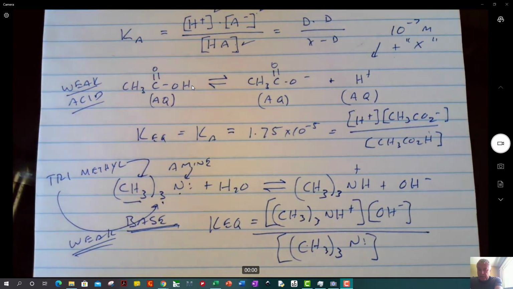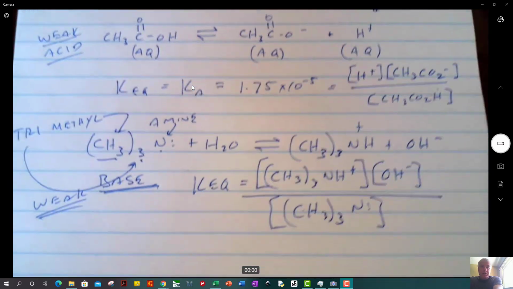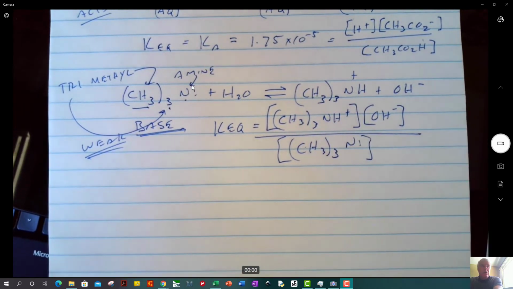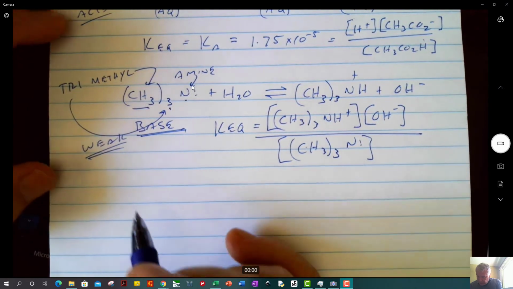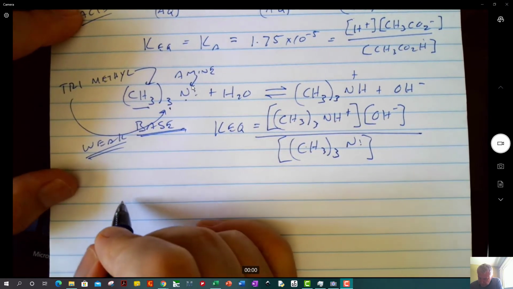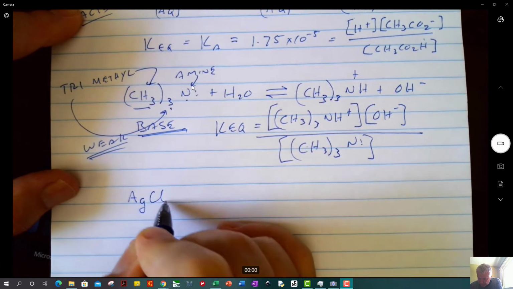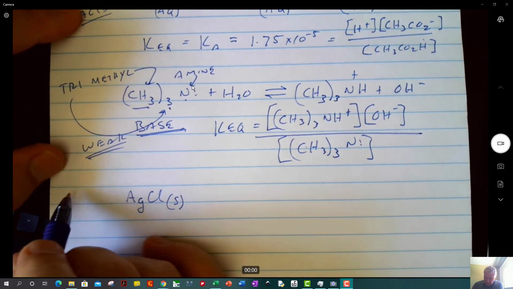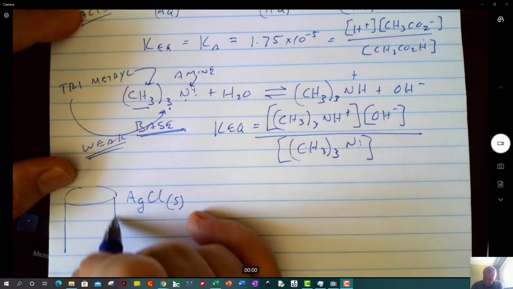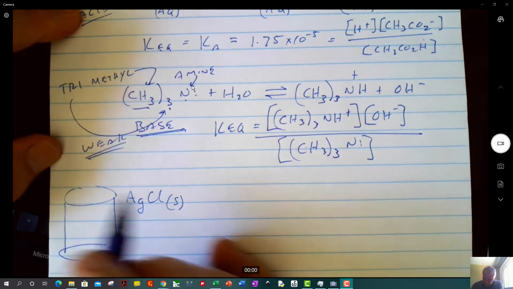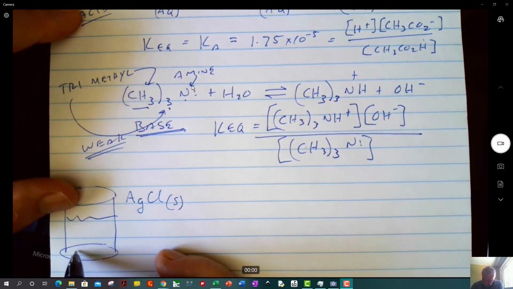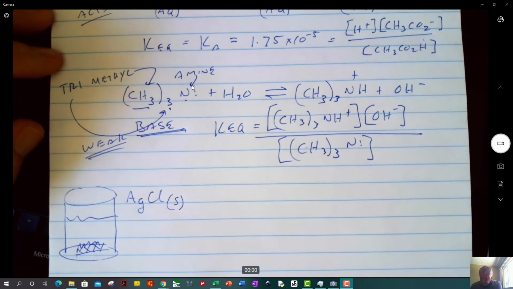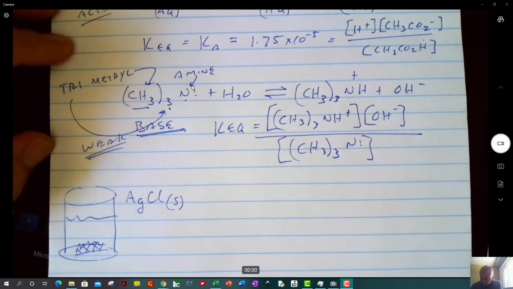And you can also have an equilibrium constant that involves a phase change, right? So a phase change here could be like the dissolution of a solid. You could have silver chloride, for example, solid, right? And this would look like a beaker sitting on your benchtop full of water with a pile of silver chloride in the bottom, solid in water, right?